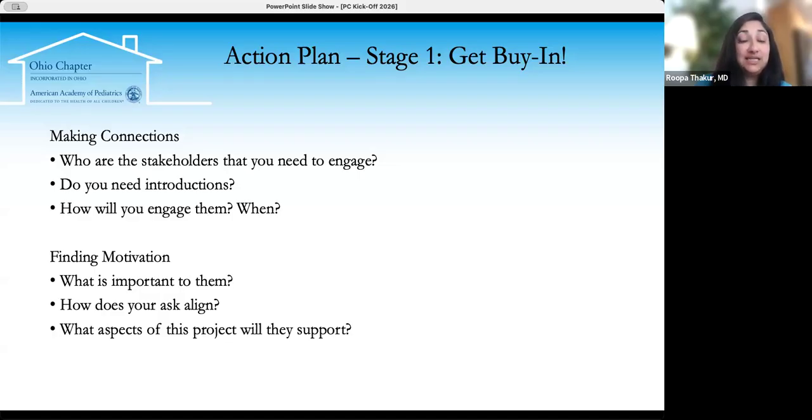And when you have a chance to connect with those stakeholders, how are you going to get them as excited about this project as you are? How will you maybe determine what's important to them and what would motivate them to engage in this work? Where does your ask align with their goals or values? How could you leverage that commonality to get them on board?